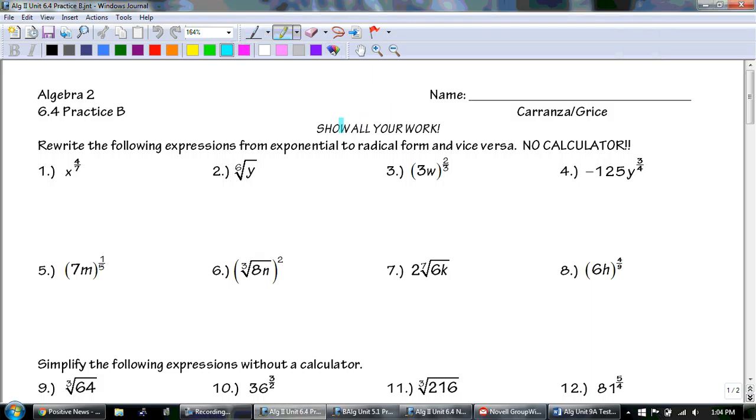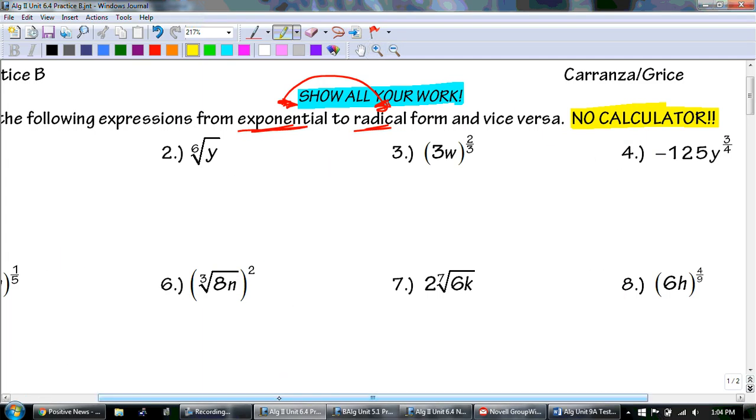Remember to show all your work. Rewrite the following expressions from exponential to radical form and vice versa. Okay, so we're going to be going from exponential to radical and going back and forth. So whatever one is, we are going to do the opposite. And just remember that there are no calculators allowed.